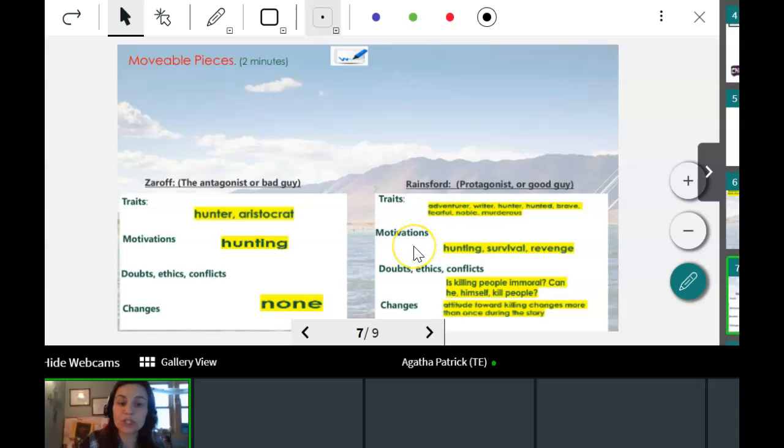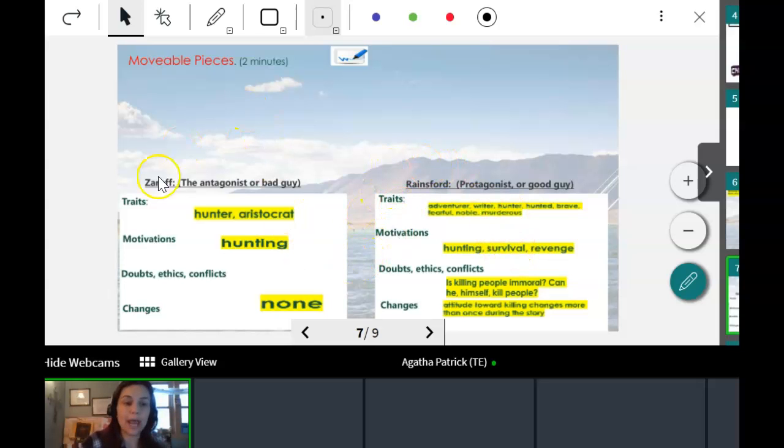His motivations change. He goes from hunting to survival to revenge. Doubts, ethics and conflicts. He wonders, is killing people immoral? Can he himself kill people? And then his changes. His attitude toward killing changes more than once during the story. And in the end, he becomes a murderer of a human himself.